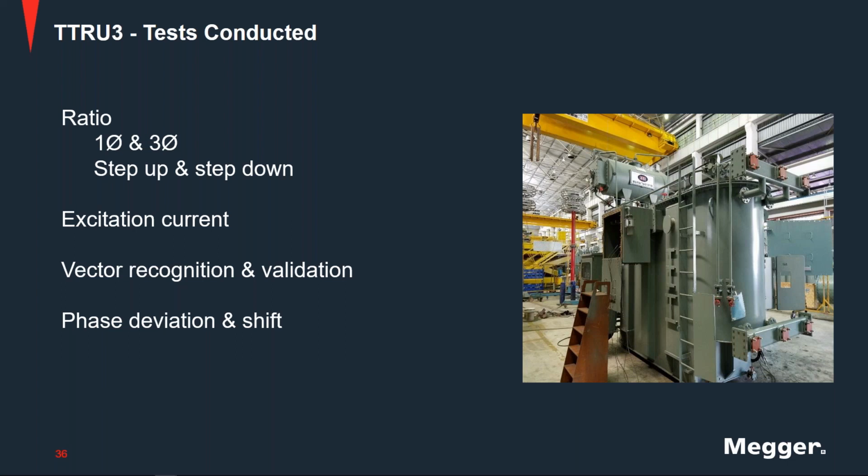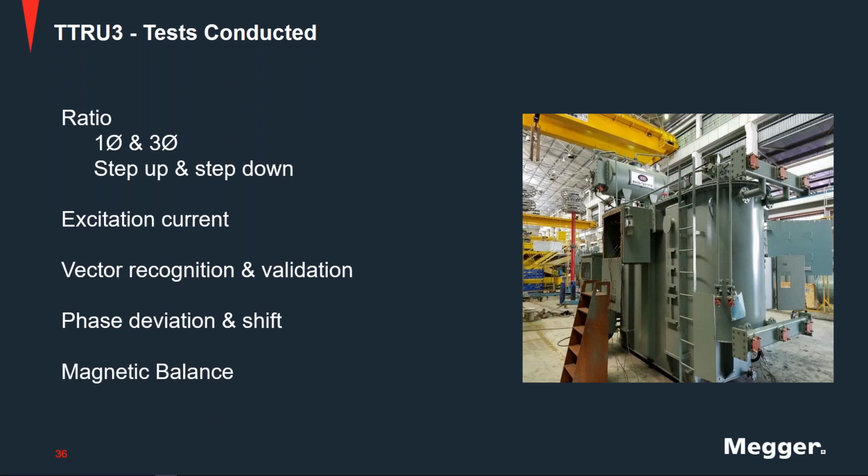As mentioned earlier, we do phase shifting as well. So if you have a regulator or something with an abnormal, I would say, phase displacement, let's say 7.5 degrees or minus 7.5 degrees, the Ttru3 being a true three-phase ratiometer allows you to test those types of transformers very quickly and easily.